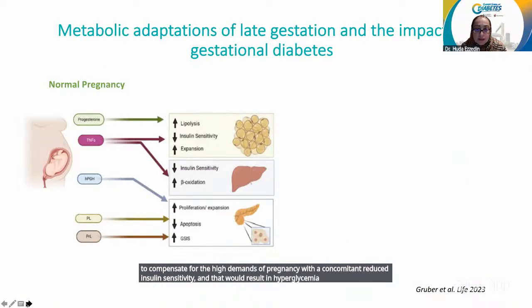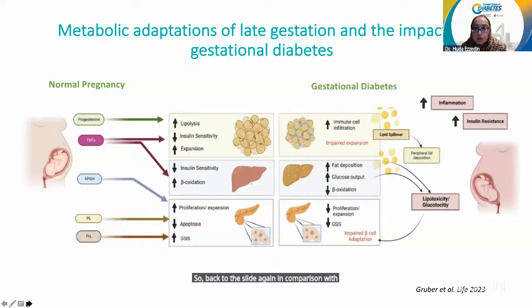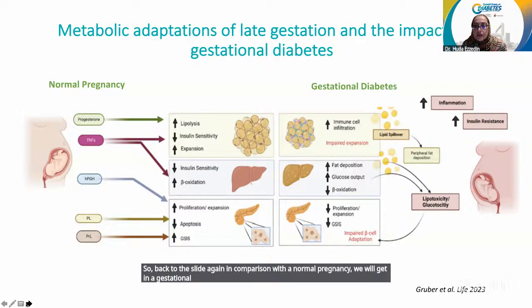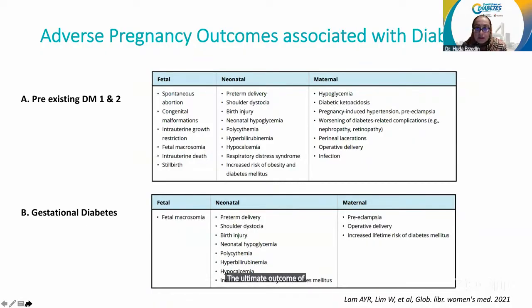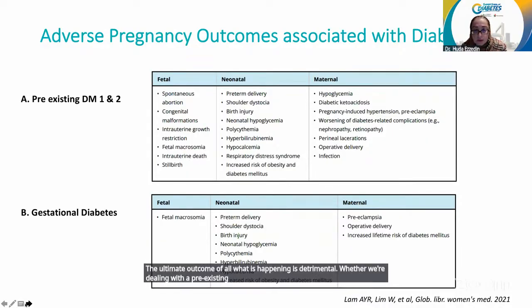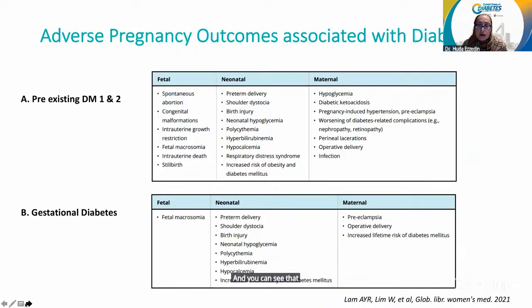So back to the slide again. In comparison with a normal pregnancy, in gestational diabetes we get increased immune cells and increased inflammation, high insulin resistance, and of course lipotoxicity and glucotoxicity. The ultimate outcome of all of this is detrimental, whether we're dealing with pre-existing type 1 or type 2 diabetes, or women who later develop gestational diabetes. And you can see that we're having a negative impact of hyperglycemia on the fetus, the neonate, and the mother herself.